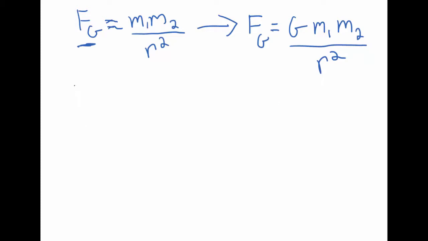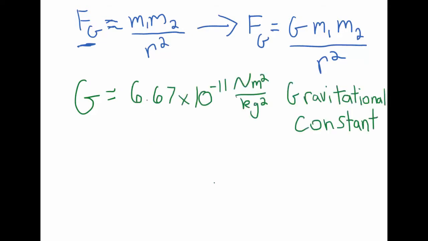Now, you might be wondering, what the heck is this giant G? So this big G is the gravitational constant. That just means in our universe, there exists this constant of 6.67 times 10 to the negative 11 Newton meter squared per kilogram squared. What does this all mean? Really, this is just kind of a filler.